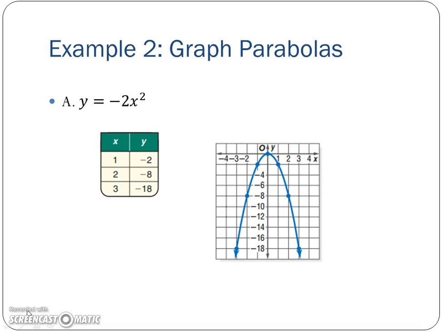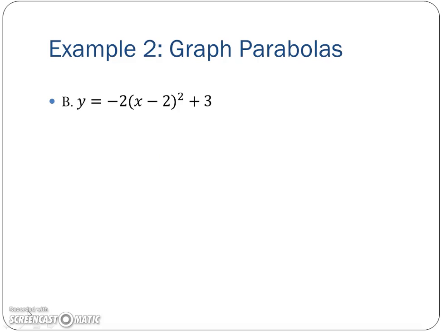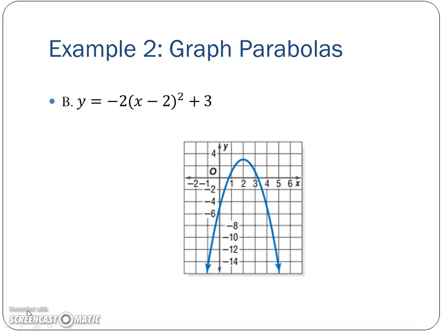Our next example is y equals negative 2 times the quantity x minus 2 squared plus 3. The a is still negative 2, so this is the equation in vertex form. Our vertex is 2, 3. The graph of this equation is the same as the one in part A, but it's been translated 2 units to the right and 3 units up because the vertex is 2, 3. But the a is the same, so we can draw the same graph; we just have to translate it.